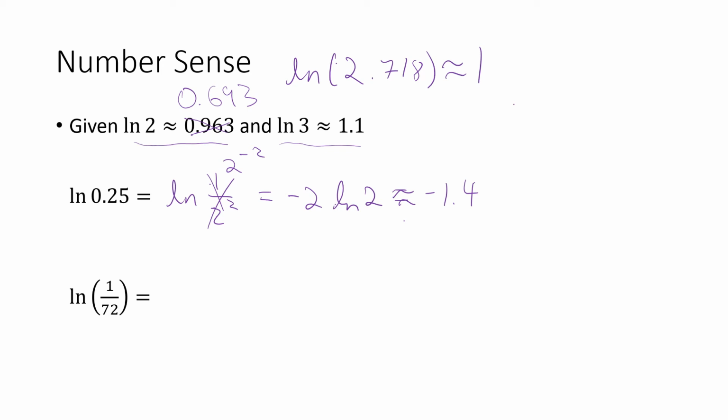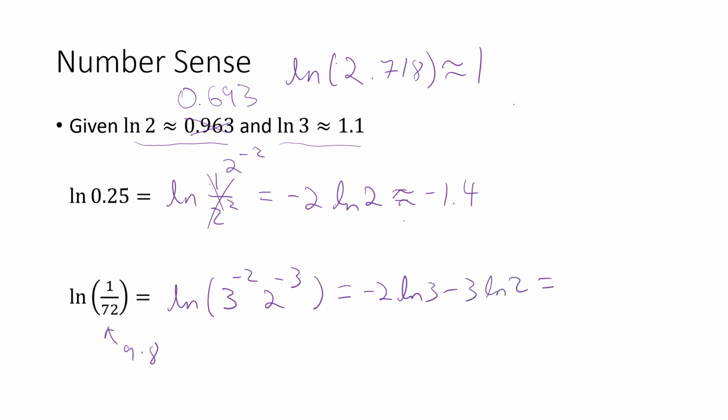And log of 1 over 72, I could rewrite that as log of 72 is 9 times 8, so I can write that as 3 to the minus 2 power times 2 to the minus 3 power. So that's minus 2 log of 3 minus 3 log of 2, and that's approximately minus 2.2 minus, let's say, 2.1, so I can say it's about minus 4.3 overall. Okay, so a handy skill to be able to approximate those, but we'll usually have a calculator if we really want decimal answers.